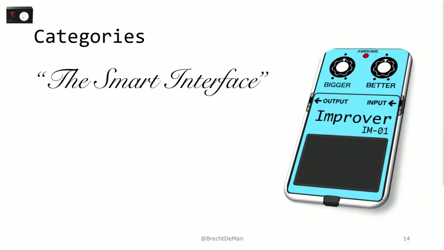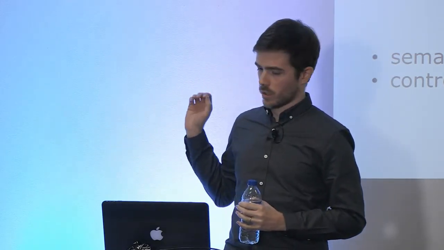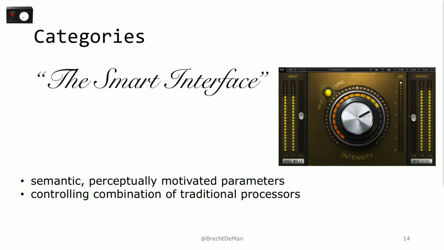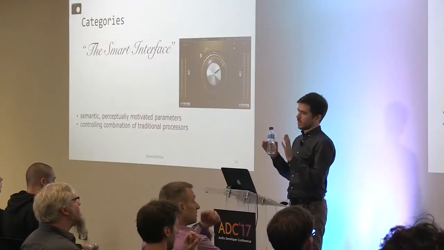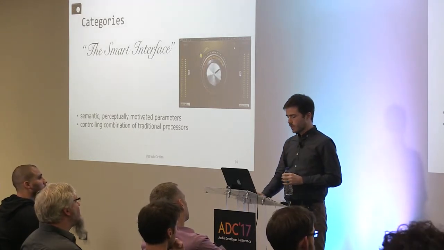A bit complementary to this is the idea of a smart interface where you're still doing all of the controlling, but the controllers are actually more intuitive, more in line with what you expect and with how you think in a creative flow kind of way. So in other words, the parameters are semantic and perceptually motivated rather than very esoteric and based on the implementation. And this is an example of a commercially available plugin. So in this case, you turn an intensity knob rather than attack time and Q and so on. So you might actually be controlling a combination of traditional processors rather than adhering to the traditional separation of frequency processing, dynamics processing, spatial processing. This is something we're looking into as well.